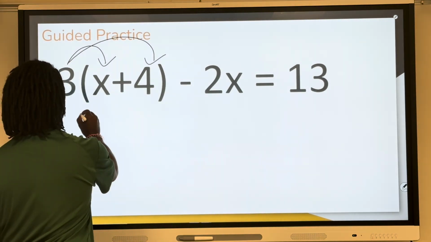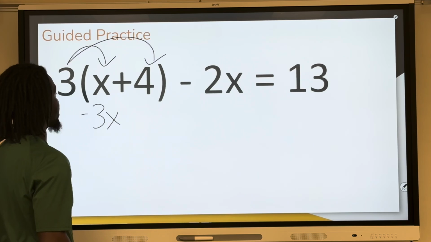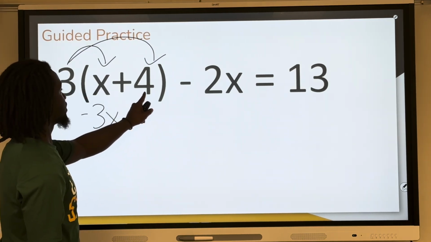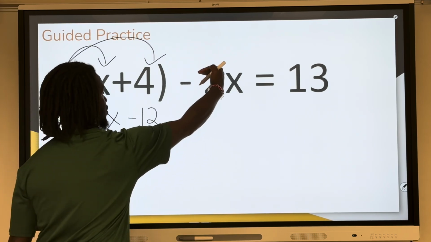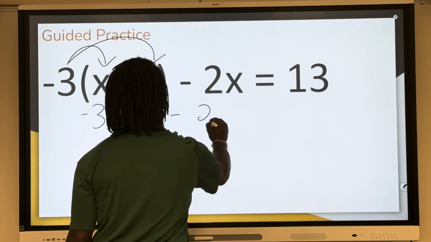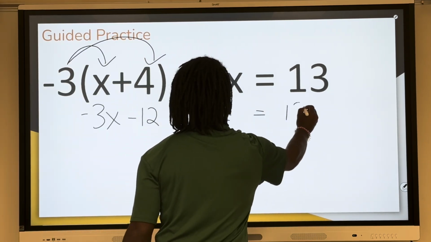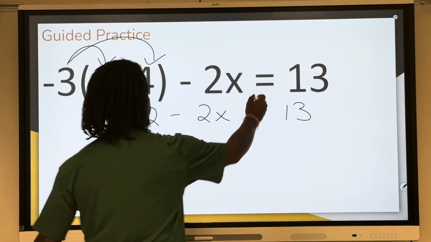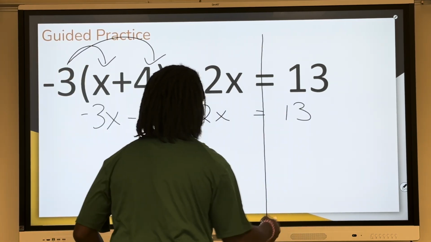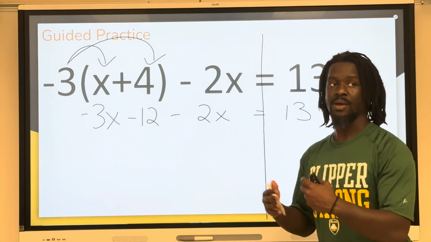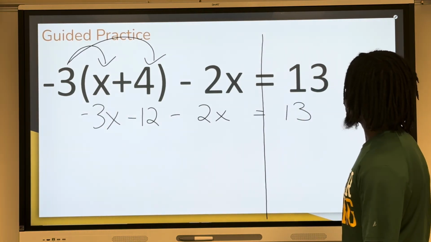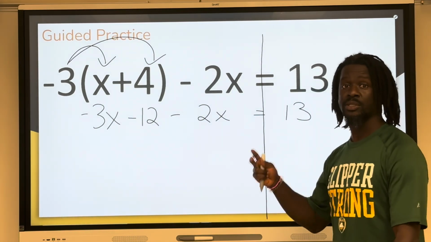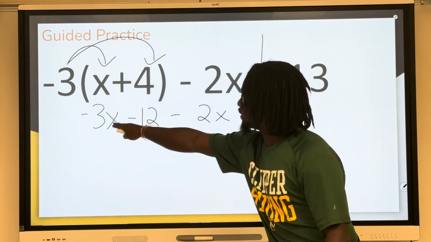Negative 3 times x is negative 3x. Negative 3 times 4 is negative 12. Then I'm just going to bring down the rest of my equation. And now I'm going to draw my line so that I can emphasize keeping my equation balanced with the left and the right side. In step 2, I'm going to combine like terms on the left side.